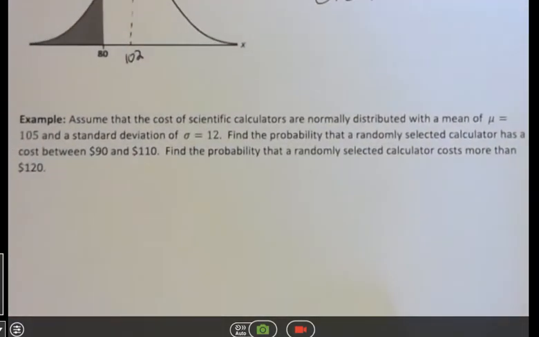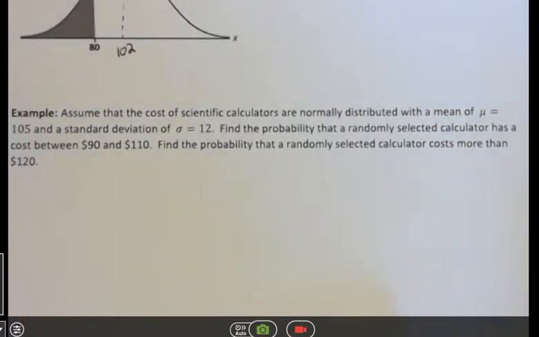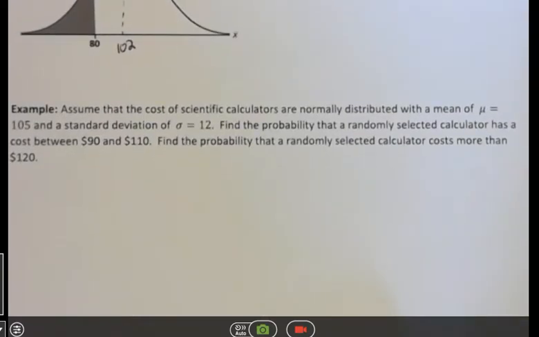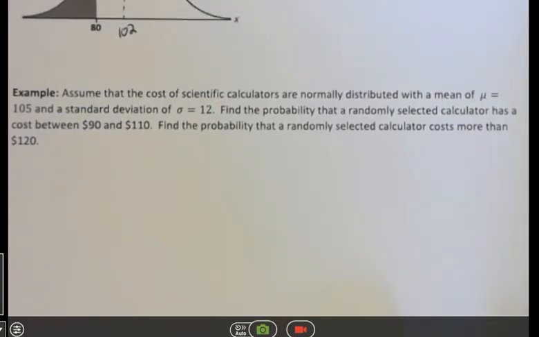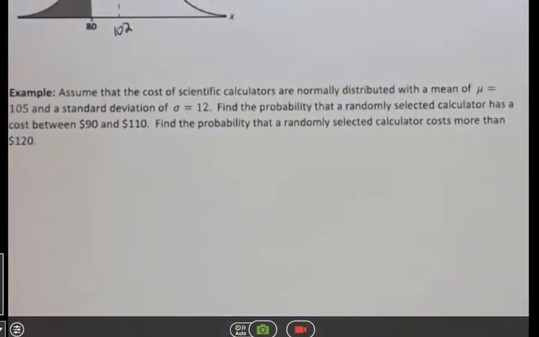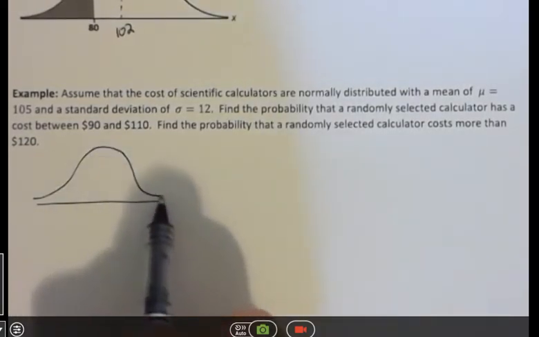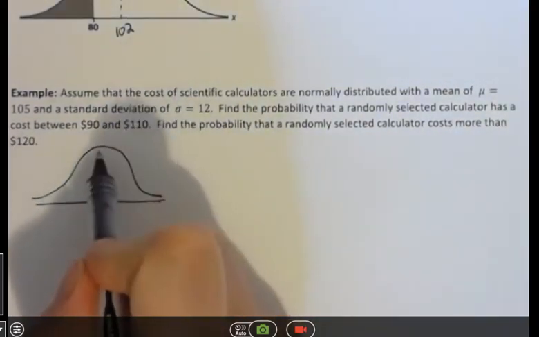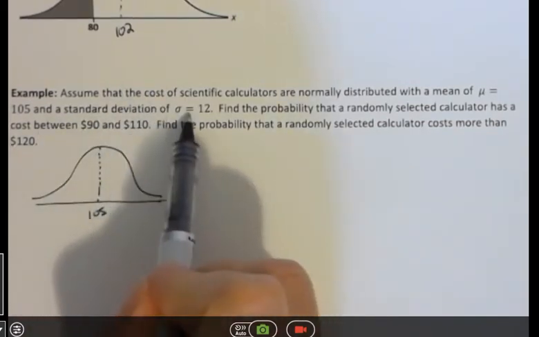Okay, assume the cost of scientific calculators are normally distributed with a mean of 105 and a standard deviation of 12. Find the probability that a randomly selected calculator has a cost between $90 and $110, and find the probability that a randomly selected calculator costs more than $120. So I want to draw the picture here first for the first one. The mean that we were given is $105. That's the mean cost of that, and a standard deviation of 12.